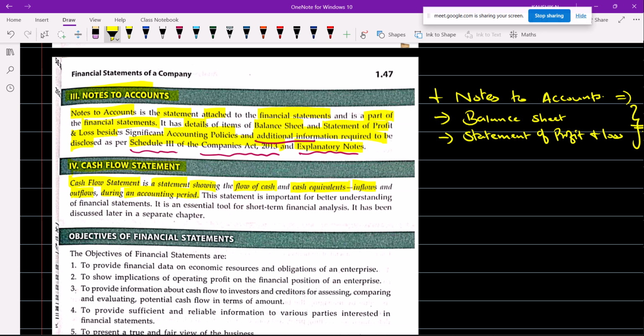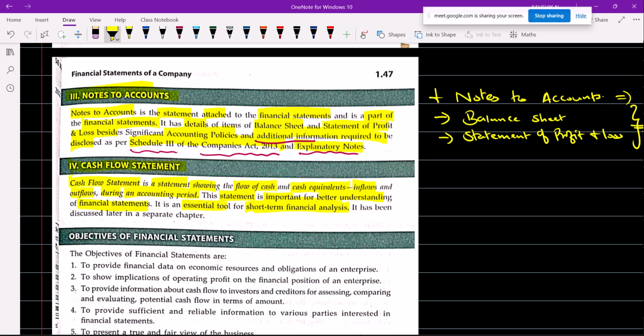Whereas if it is a company which is involved in securities, that is shares and debentures, and you have not prepared the cash flow statement, then obviously it is an offense. You are bound to prepare it. So the cash flow statement will give you information about the inflow and outflow of cash and cash equivalents during an accounting period. And most important, this statement will be important for better understanding of your financial statements.